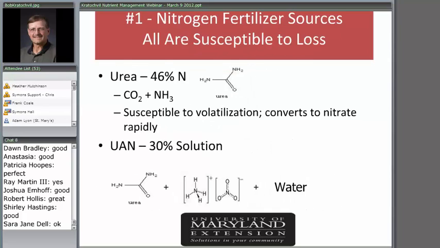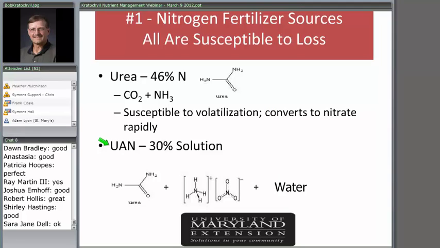Now let's look at the two that we're more familiar with, the two that are available locally. The first is urea, granular urea, high concentration of nitrogen, 46%. However, the disadvantage to urea is it is in a granular form, so it is surface applied. If it isn't incorporated into the soil immediately, it's highly susceptible to volatilization because the urea will convert to CO2 and ammonia very quickly. Once it's in the soil, it is susceptible to conversion to nitrate quite rapidly.